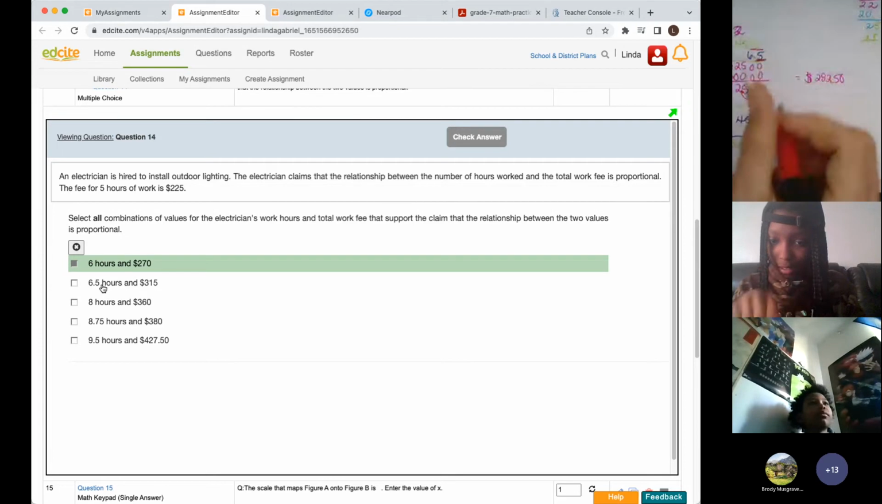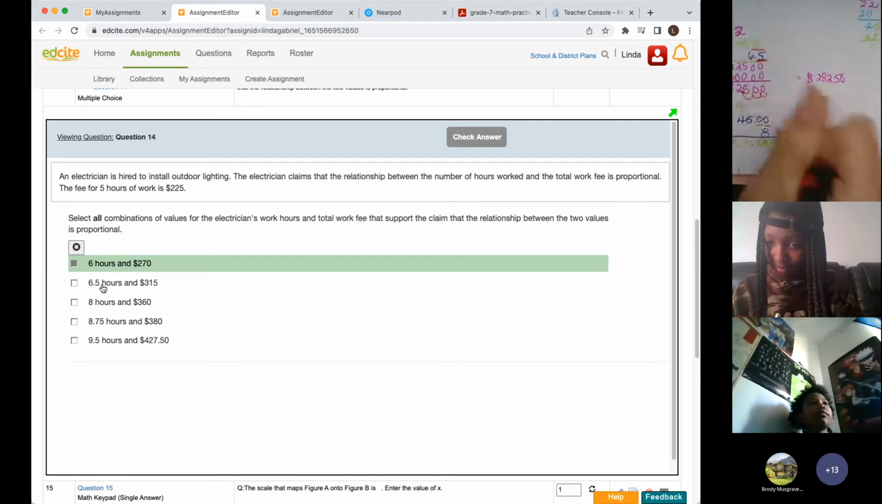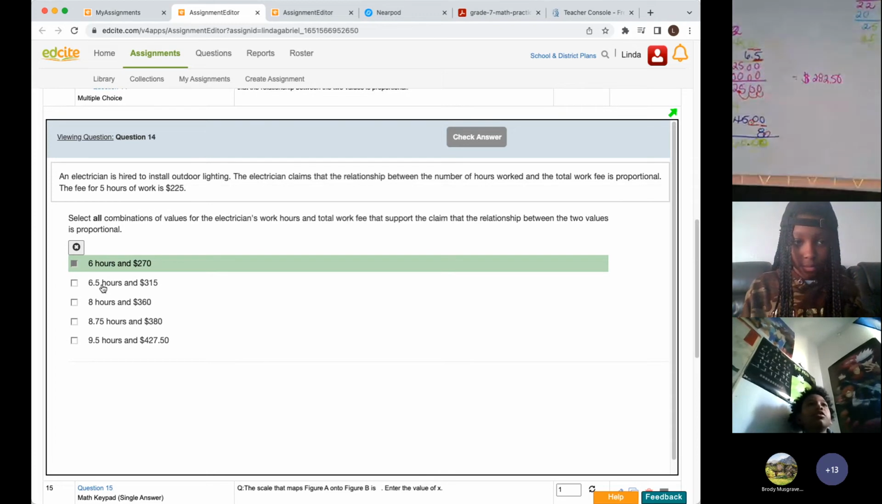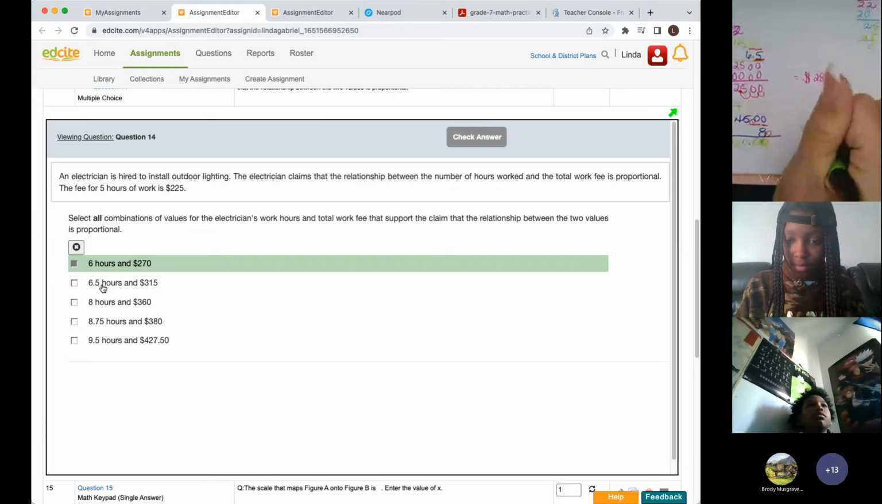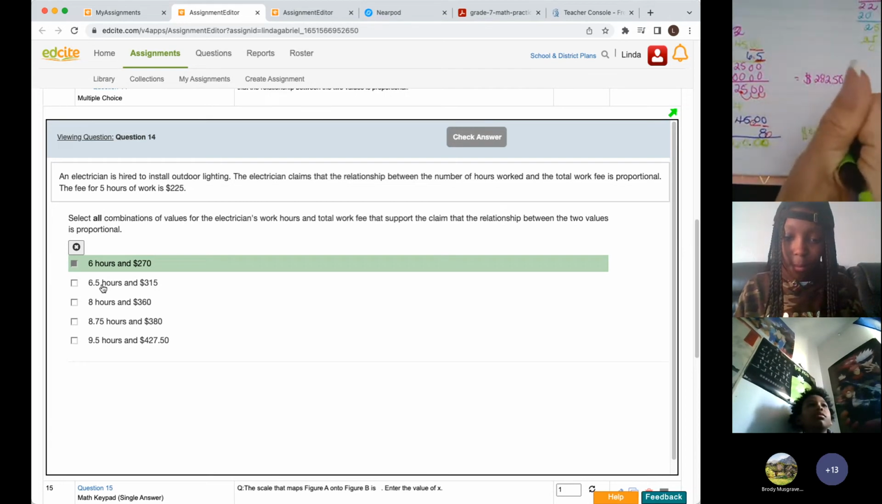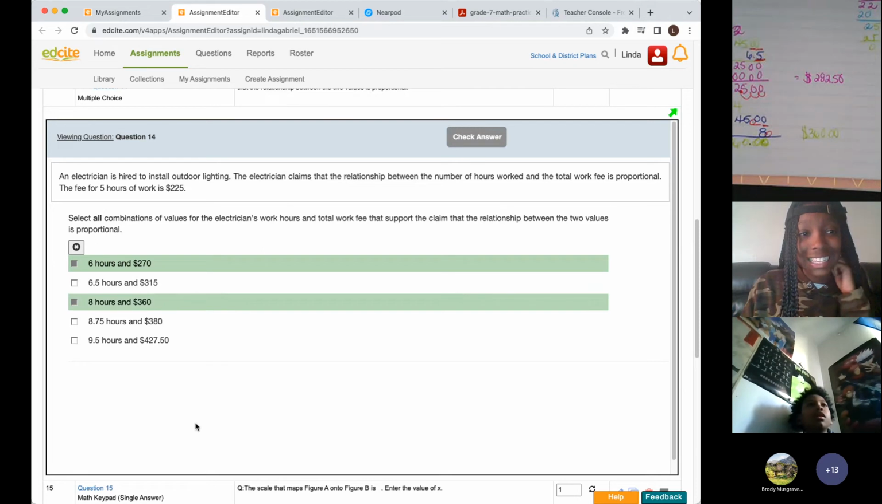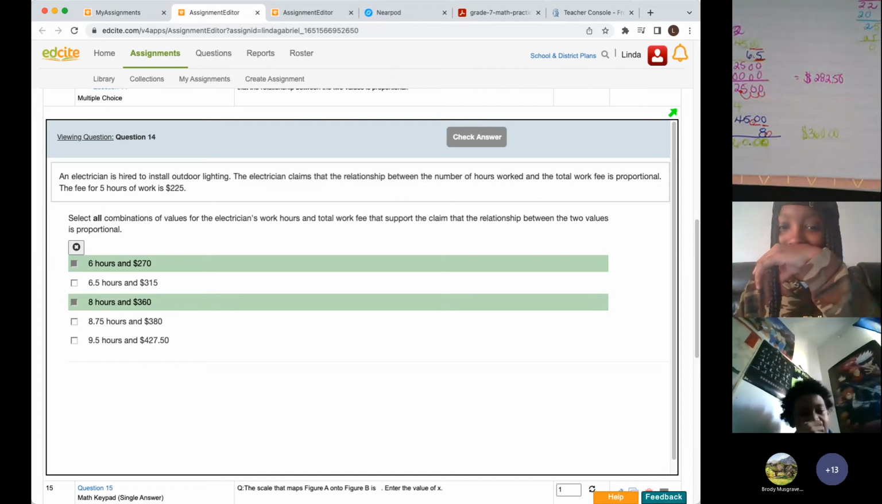Then I'm going to double check to make sure that I have it correct. I have 2 numbers behind the decimal point here. I didn't put a decimal point over here. So I have $360 for 8 hours. All right, and those match. So I'm going to mark 8 hours and $360.